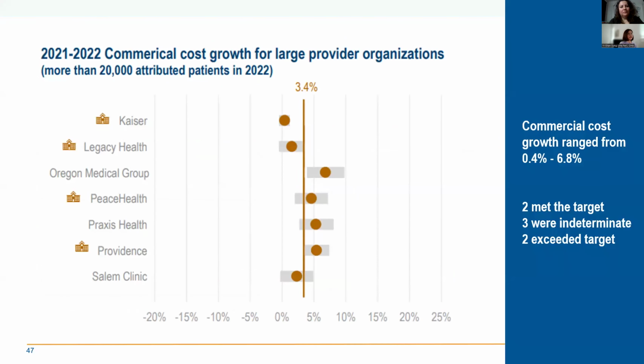So let's start with the providers by market and by group. First, we are looking at the commercial cost growth for the large provider organizations. For this group, the cost growth ranges from 0.4% to 6.8%. And out of these 7 provider organizations, 2 of them exceed the target. They are Oregon Medical Group and Providence. Next slide, please.